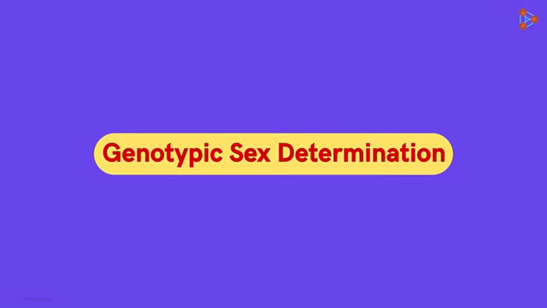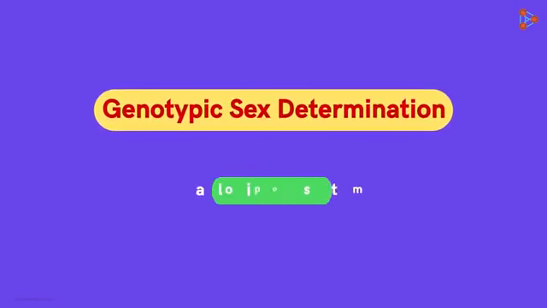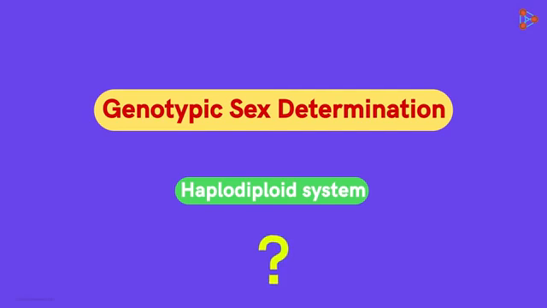Now let's talk about one more interesting type of sex determination that makes use of genes. This system is called the haplodiploid system. Can you guess what this system could be? Well, let me help you.